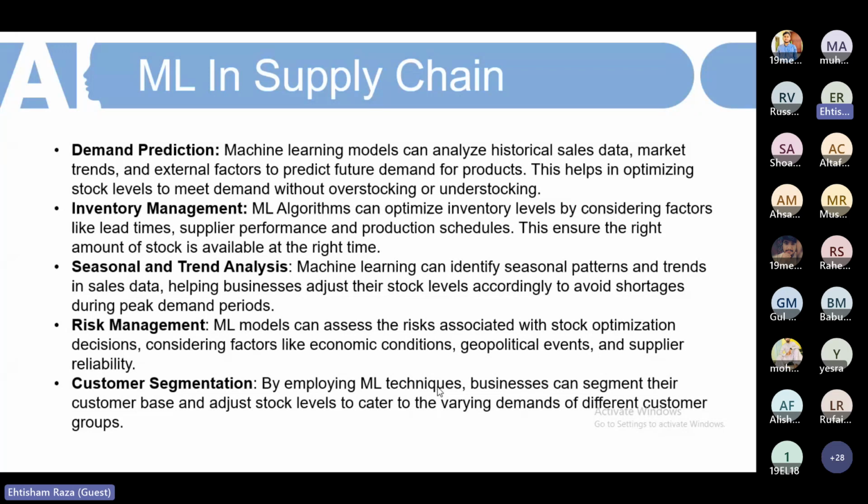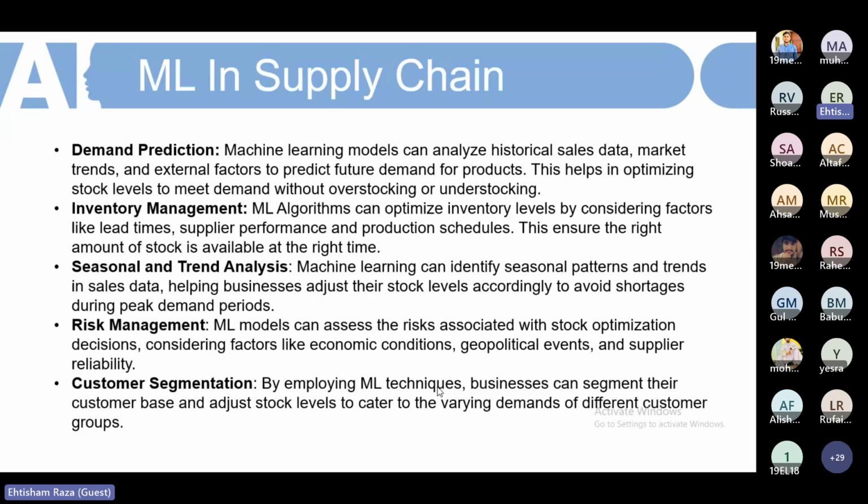To make sure you are meeting the demand of your customers, you have to be sure how much you have to produce. If you have the historical data, the data of your market trend, and the data of external factors, not only the market trend can help you, but external factors can also help you predict the future demand for the products. If you do this, obviously you can produce only according to the required amount of the customer, and you will never have an issue of overstocking and understocking. So here machine learning can help you in supply chain.